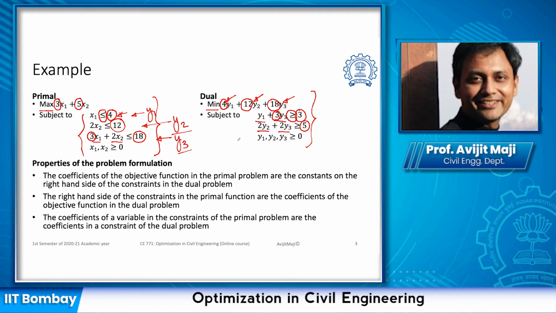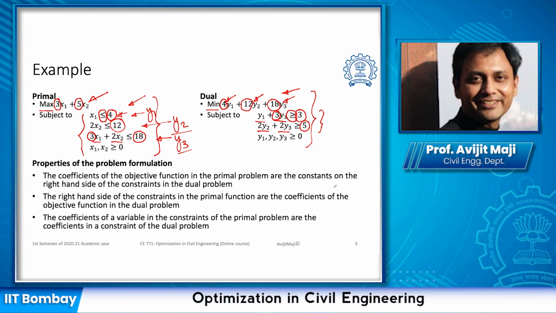So one thing to notice is that the number of design or decision variables we have in the primal is going to dictate the number of constraints we are going to have in the dual problem. And the number of constraints we have in the primal problem, in this case 3, is going to dictate the number of design or decision variables in the dual problem.